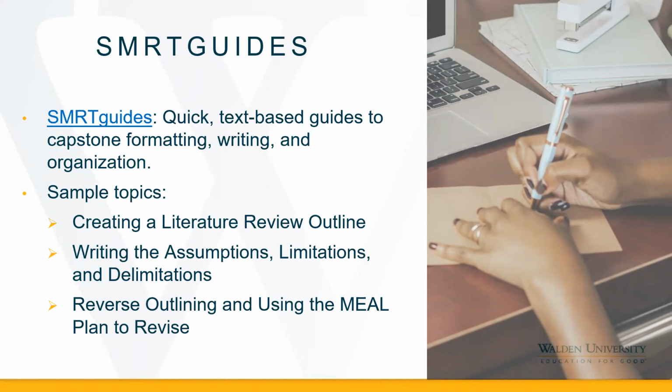So we have things like creating a literature review outline, practical strategies for writing the assumptions, limitations, and delimitations. There's a tool on something called reverse outlining and using the MEAL plan for paragraph development, which is a great structure if you haven't been introduced to it before, for making sure that you use evidence and analysis appropriately, in a well-organized way, in writing academic paragraphs.